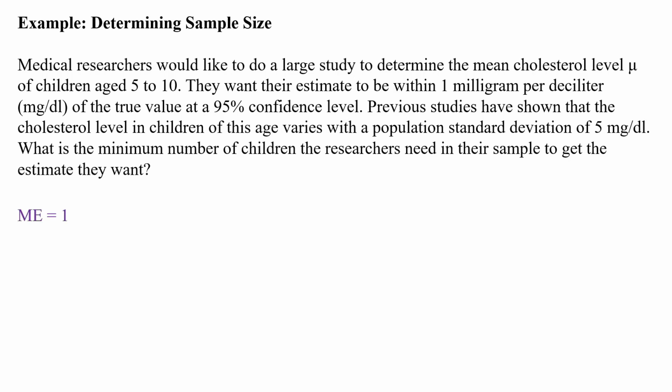Let's write down what we have. First, we have a set margin of error. They want their margin of error to be within 1 milligram per deciliter. So 1. That's what they're measuring this mean cholesterol level in. We see that pop up again also in the population standard deviation. Our 95% confidence level corresponds to a z star value of 1.96. Remember, we use inverse norm there with our tail area in order to get our z star. And then our population standard deviation is 5. Those are our three values, and we're going to plug them into our formula.